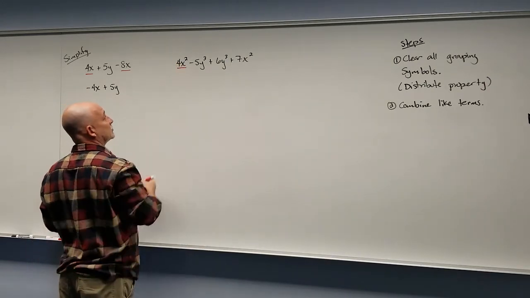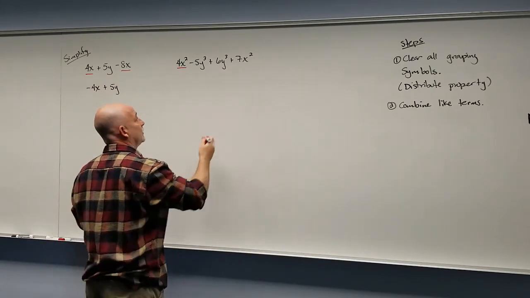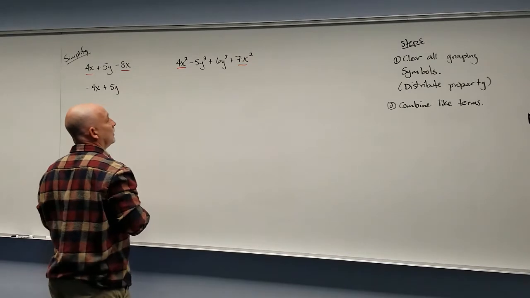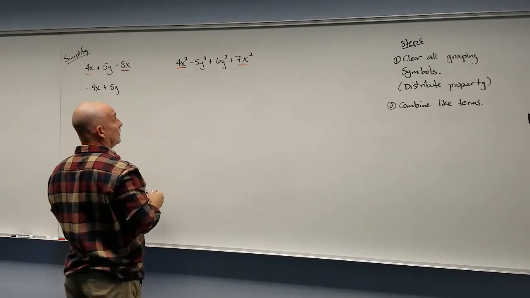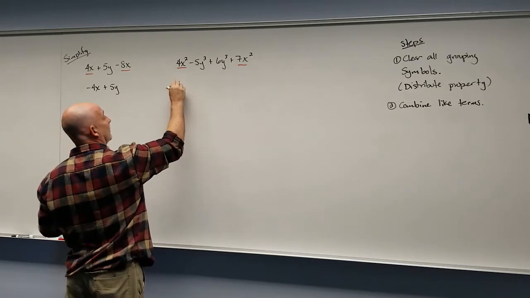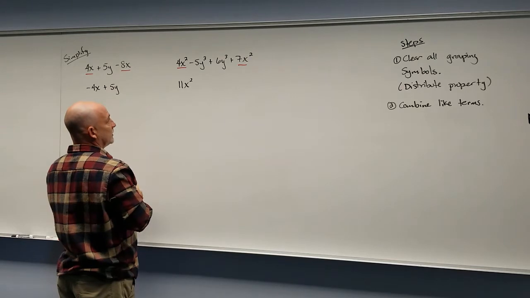These guys are x squareds. Do I have any more x squareds up there? Yeah, the last things are actually x squareds. So here I have 4x squareds. Over there I have 7x squareds. So that gives me a total of 11x squareds. Move over to your next term.